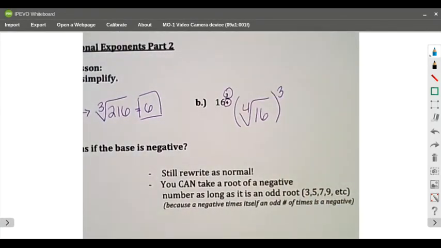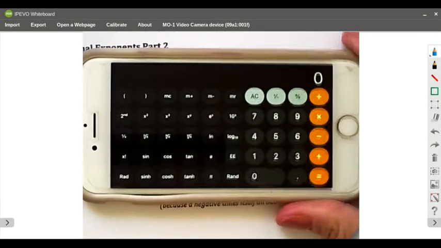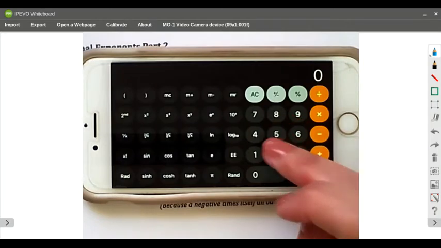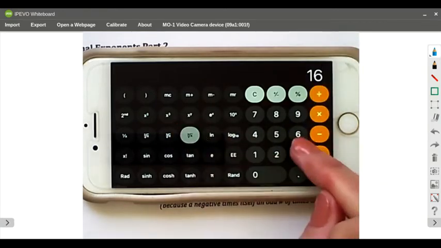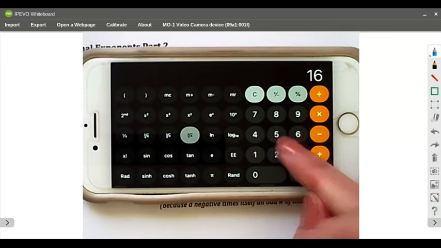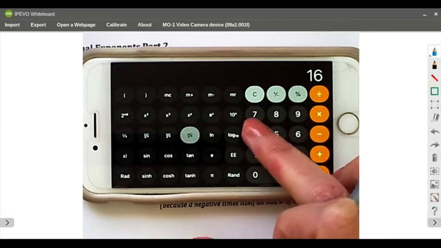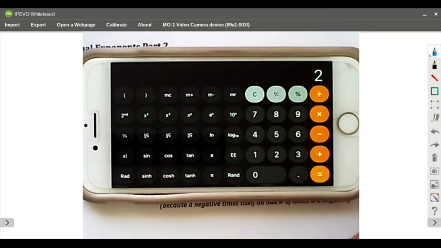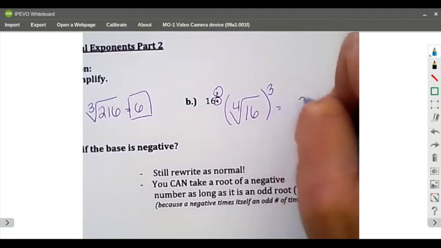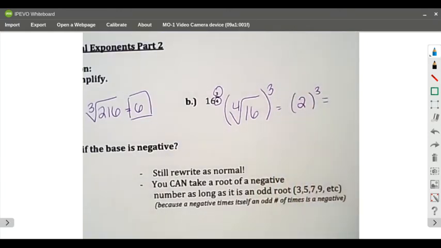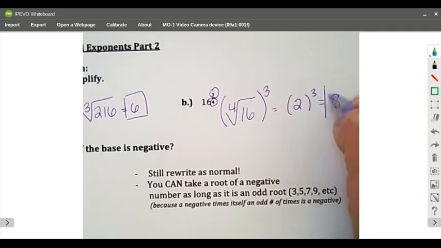I'll show you this one on my phone calculator. For the phone calculator, you do it kind of backwards. So you do 16 first, then you hit this button here, the y root x, and then you hit 4, whatever root you're taking. So we're taking the 4th root. So then you would hit 4 and then equals. So it's 2. So the 4th root of 16 is 2. So that's going to be 2 to the 3rd, which is really 2 times 2 times 2, which is 8. So that's what we did last class.